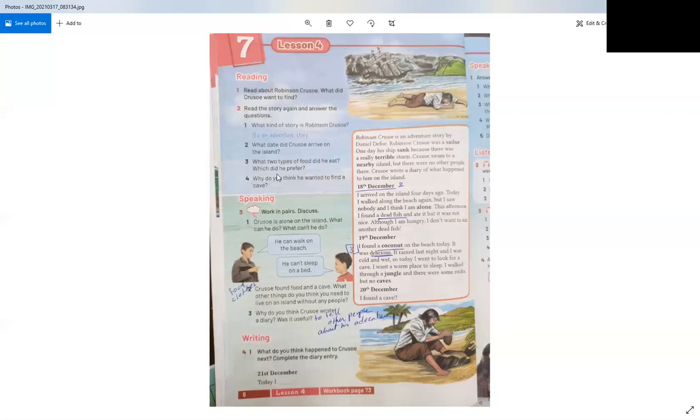What 2 types of food did he eat? He ate a dead fish and then he ate a coconut. Which did he prefer? Of course, he preferred the coconut. He didn't like the dead fish. Why do you think he wanted to find a cave to sleep in? A safe and warm place?